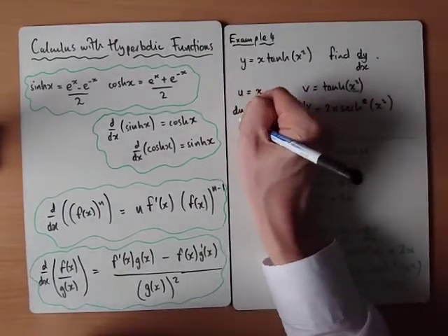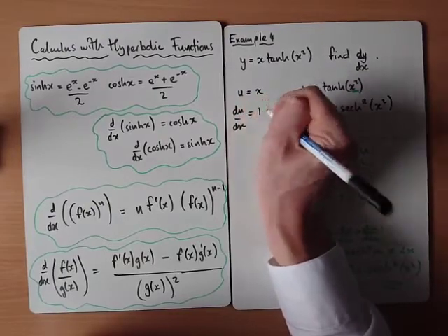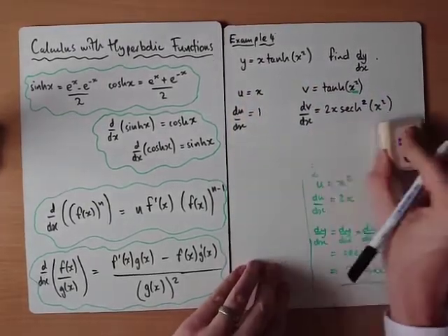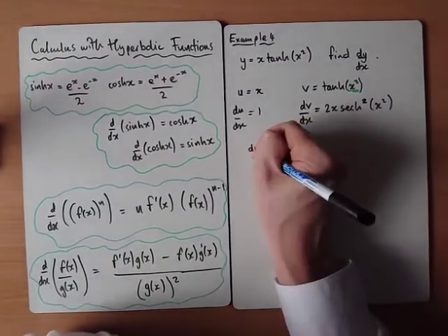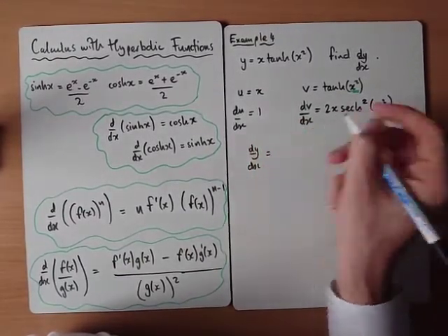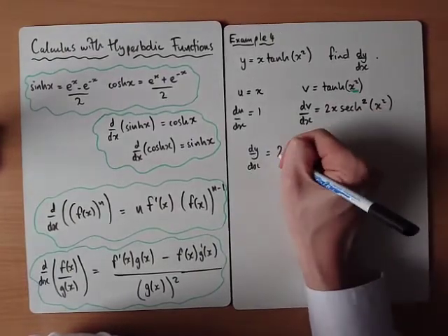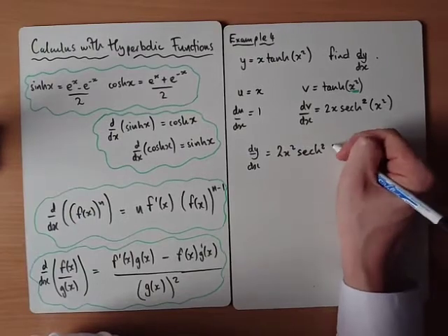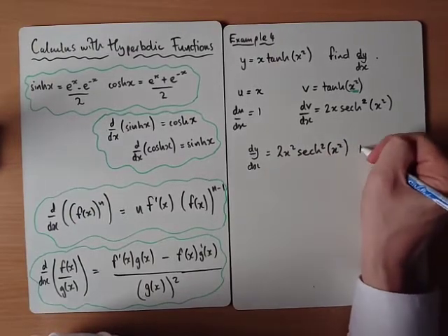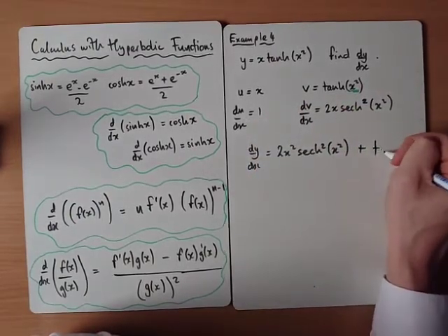So du by dx would equal 1. Therefore dy by dx, u times by dv, so that would be 2x squared, plus v times by du.